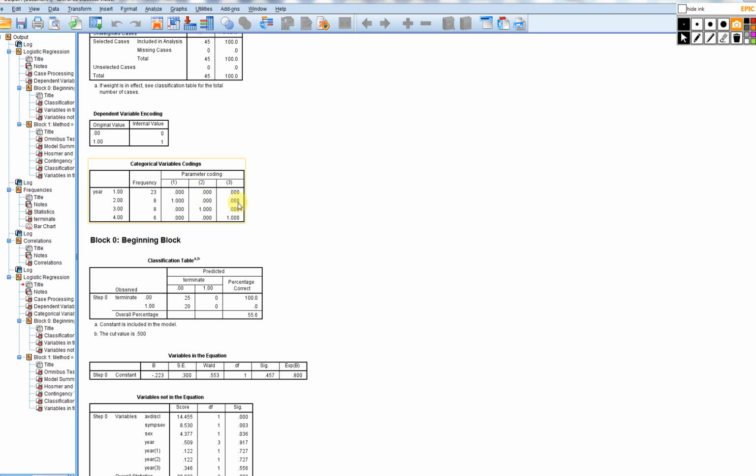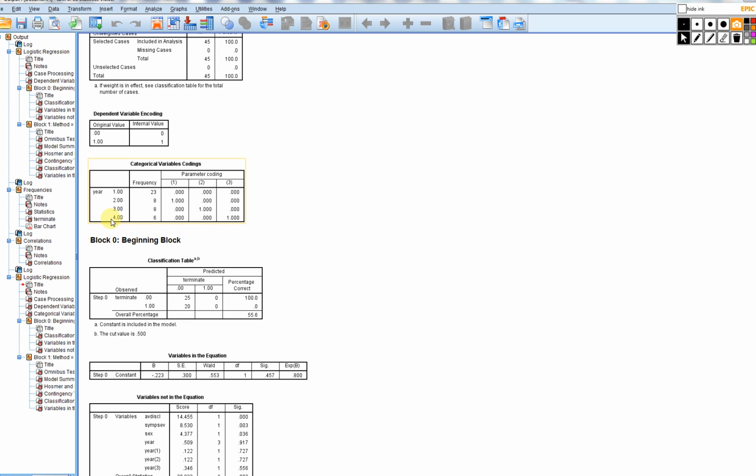Well, actually, I won't go there quite yet. For the juniors, which were coded 3 on the original variable, they are assigned dummy coded values of 0, 1, and 0 for the 3 dummy variables.